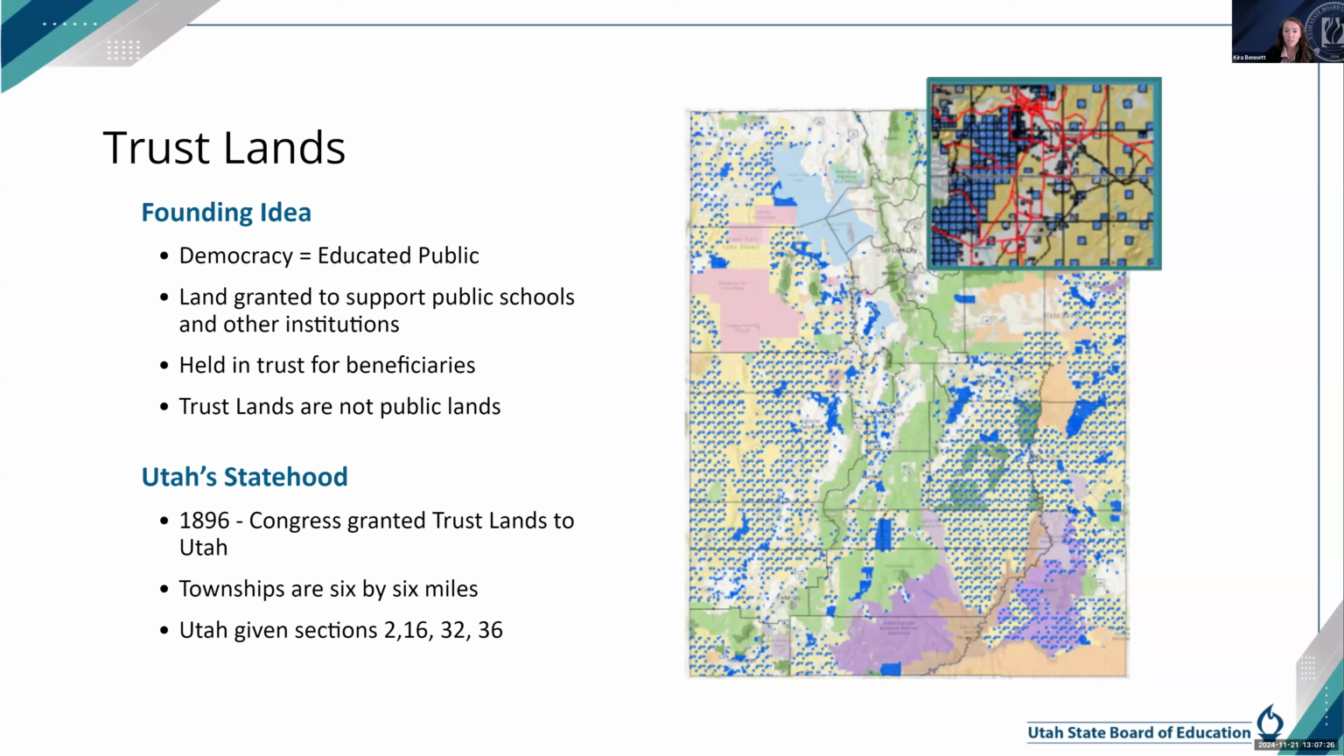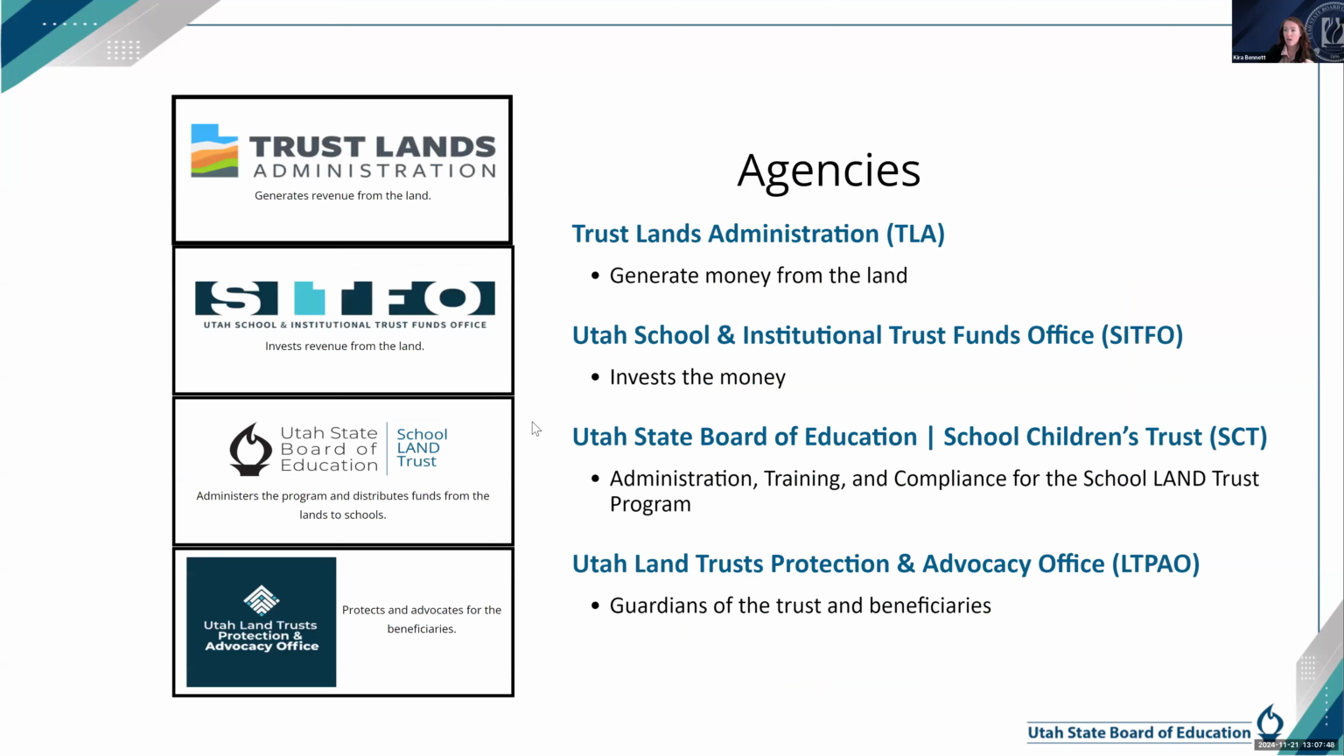Then we fast forward to Utah becoming a state in 1896, and Congress was like, "Welcome to the club, Utah. Here's your trust lands." And they granted us sections 2, 16, 32, and 36 within townships, which are 6 by 6 mile sections of the state. And that is pretty much the foundation of trust lands.